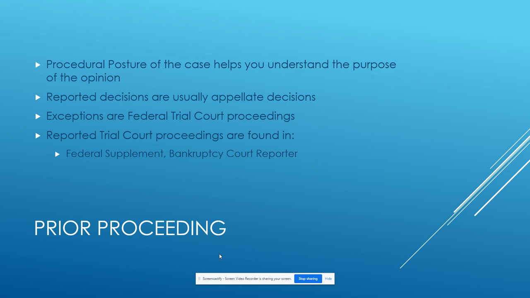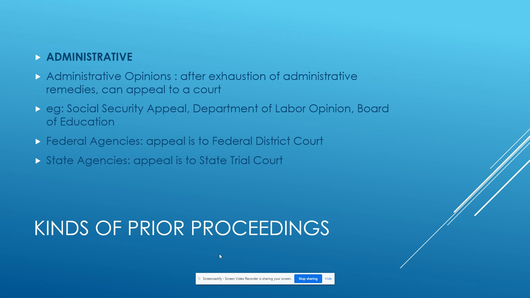Anything that you've seen, these case opinions, especially 100% in Illinois, they are appellate decisions. So they're looking at lower court procedure. You have these federal decisions that you will read, like in the Federal Supplement or the Bankruptcy Court Reporter, and there might be no prior proceeding history. Other kinds of prior proceedings are all sorts. Usually it's the trial court, but sometimes there's an administrative hearing.